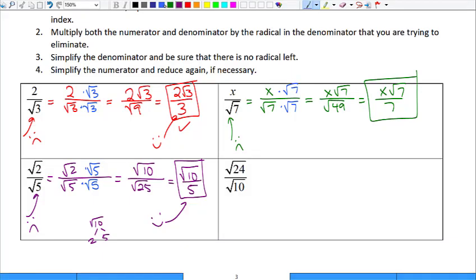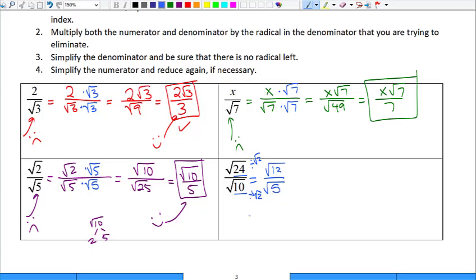All right, the last one here. The last one we have is root 24 over root 10. Now, because both 24 and 10 are inside the radical, and they both have a common factor of 2, the first thing I can do is reduce, just like a regular fraction. So I'm going to divide by 2 in the top and I get 12, divide by 2 in the bottom, I get 5.